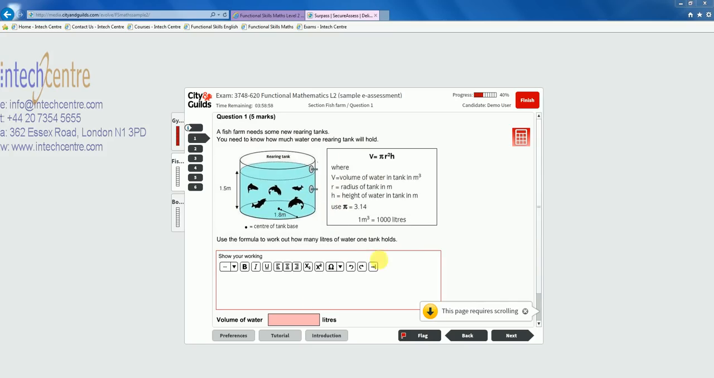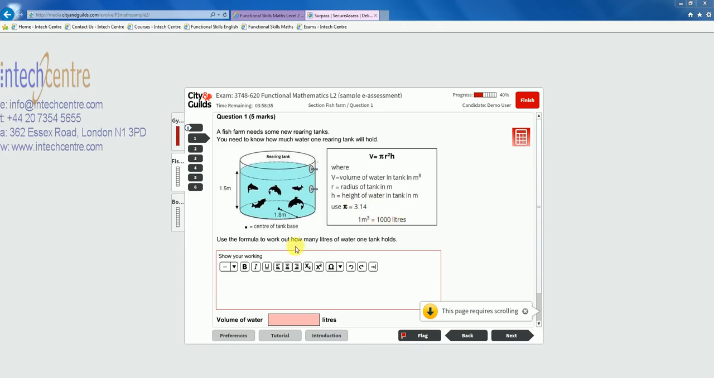So you have the formula here. So the formula is V equals pi r squared times height. So V is the volume of water in tank in meters cubed. R is the radius of tank in meters. H is the height of water in tank in meters. And it says use 3.14 for pi. So it's saying also here that 1 meter cubed is 1000 litres.